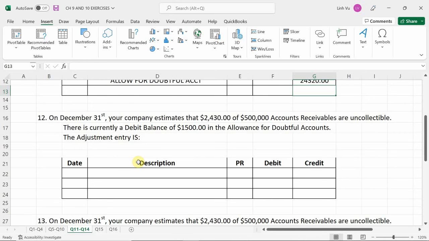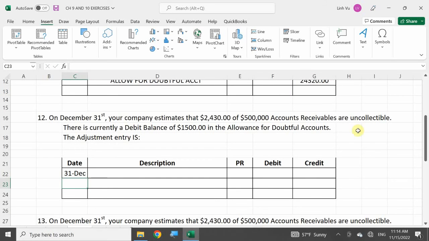The adjustment entry is, so in this case, what are we looking for? Keyword, accounts receivable. So what should that tell you to use? We're going to use the balance sheet method. So in this case, we need to look at the total account balance in the allowance for doubtful accounts because this affects your adjustment. We currently have a debit balance. Debit tells you to add. So you're going to add $1,500 to the $2,430 to get your answer here.